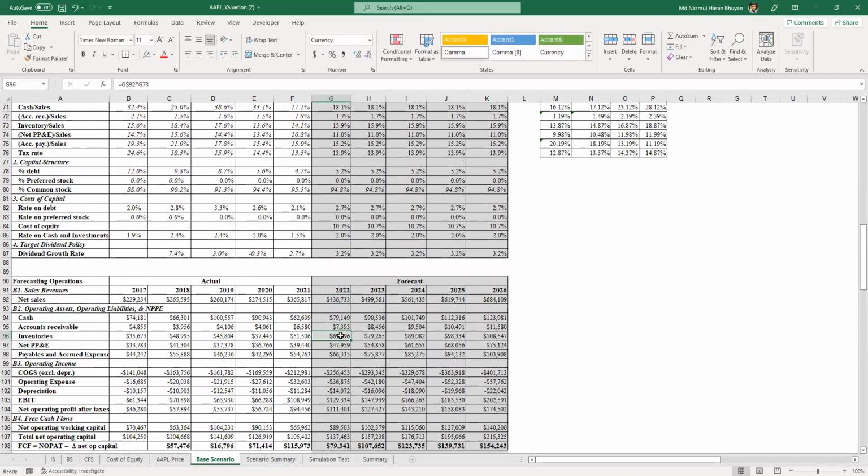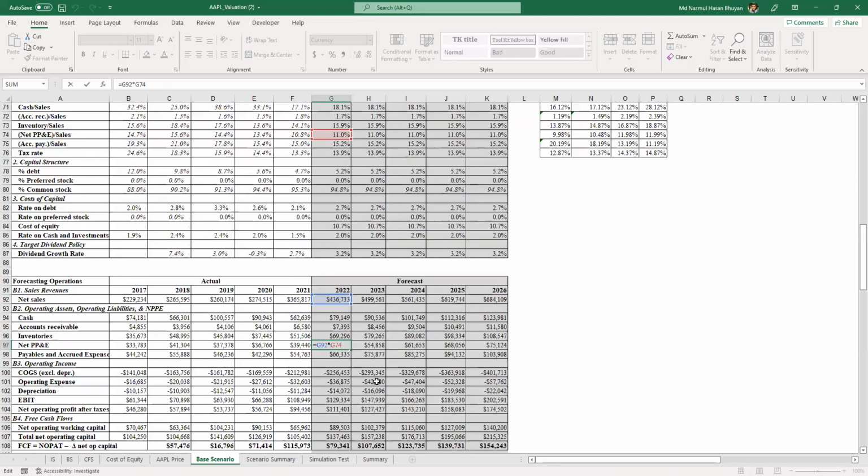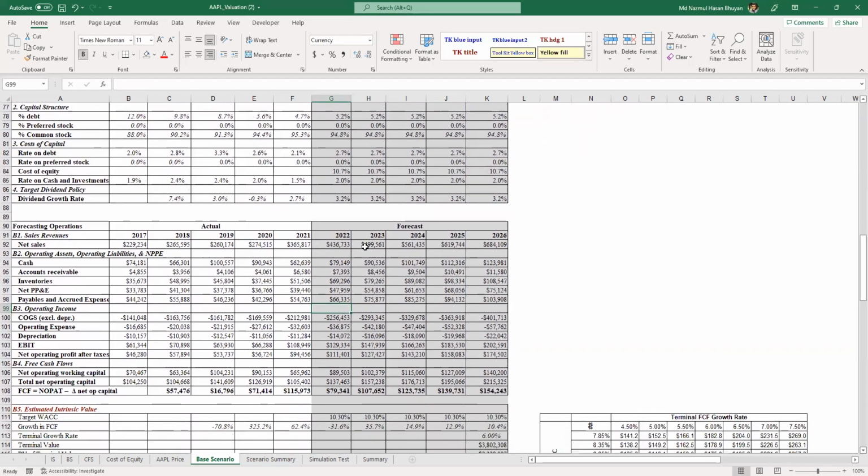The same way you calculate your inventories. The same way you are going to calculate your net PPE. So you expect your net PPE to be 11% of the sales you forecast. And then you are going to again apply your payables to sales ratio you expect in the year 2022 over your sales revenue forecasted to get your payables and accrued expenses. All right. So you are going to do the same process for all the other years.